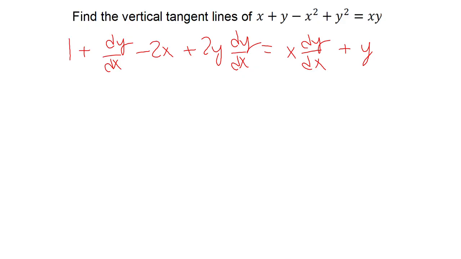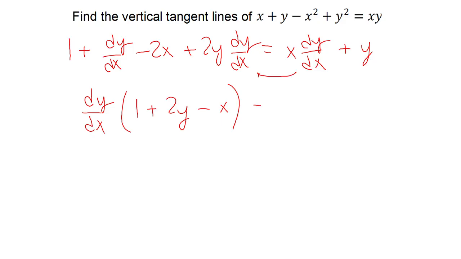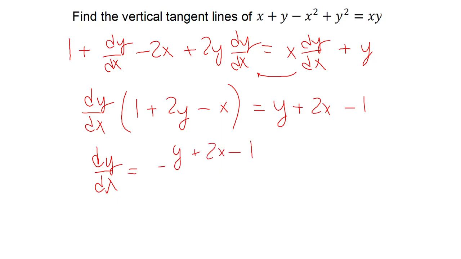So we'll then go right ahead and solve for dy/dx. Let's move all of the non-dy/dx terms to the right, and the dy/dx terms will stay on the left. So on the left, we'll have a 1 and a 2y that have a dy/dx, plus this minus x from bringing this to the other side. And then it equals y plus 2x minus 1. And when we solve for dy/dx, we end up with y plus 2x minus 1 over 1 plus 2y minus x.